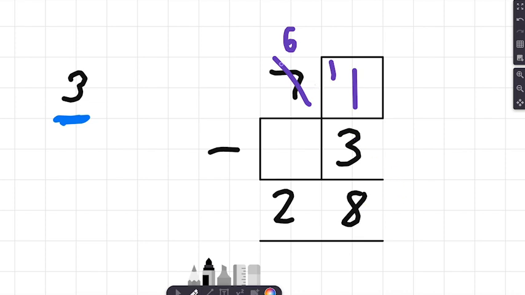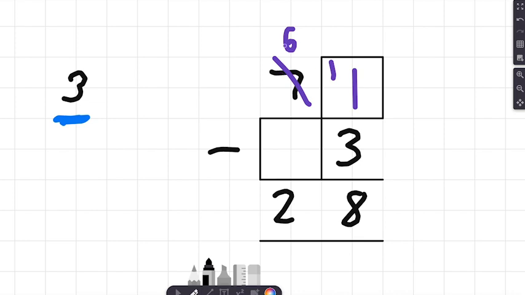And now with this one, because we had to do the regrouping or the exchanging, this is now 6 rather than 7, and that's really important. And that's why it's important to start with the units column, because if you started with the tens, you wouldn't know that, and then you'd get the wrong answer.